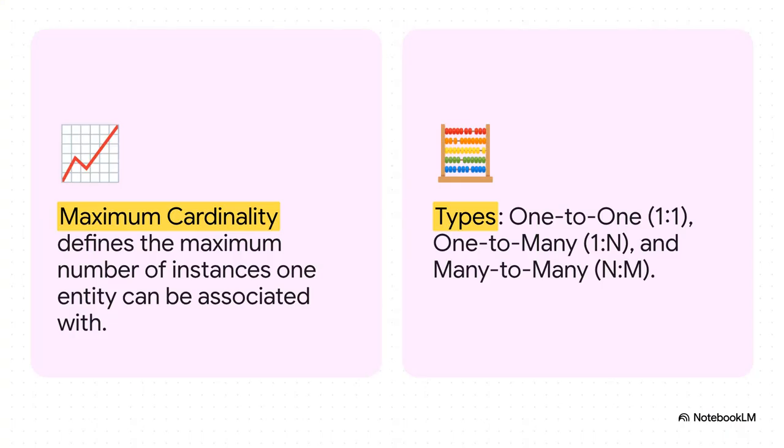We'll start with what's called maximum cardinality, which, as the name suggests, sets the maximum number of connections allowed. And there are really three main types you need to know: one-to-one, one-to-many, and many-to-many. Let's break those down real quick.